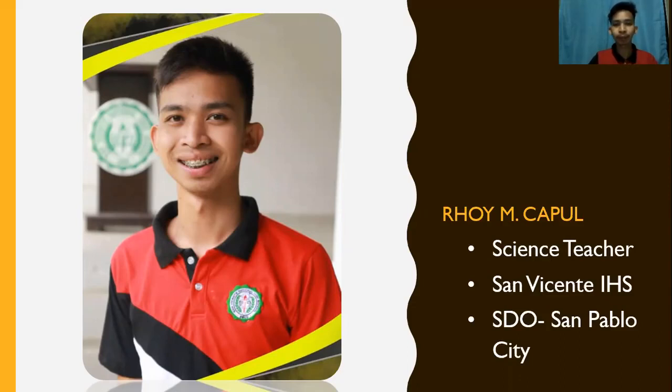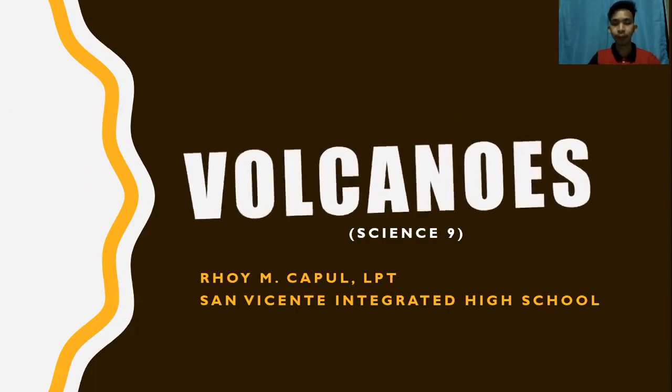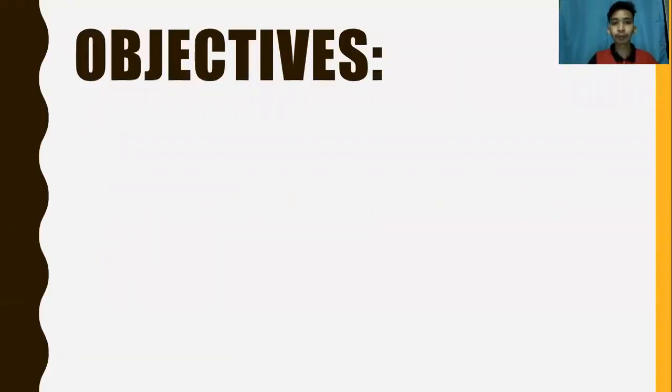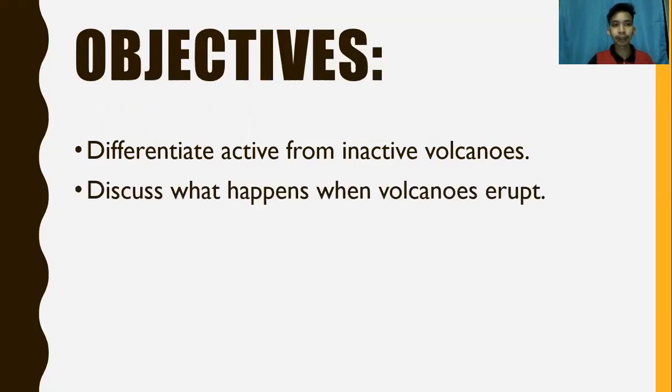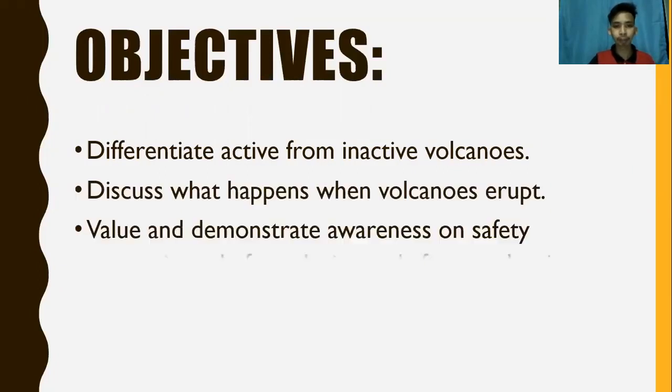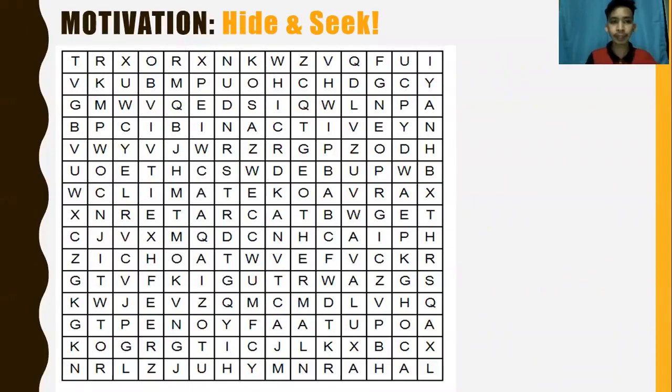For today, we're going to discuss all about volcanoes. Before that, let me first read to you the objectives for our lesson. The first one is to differentiate active from inactive volcanoes. Discuss what happens when volcanoes erupt. The last one is to value and demonstrate awareness on safety precautions before, during, and after a volcanic eruption through a video presentation.